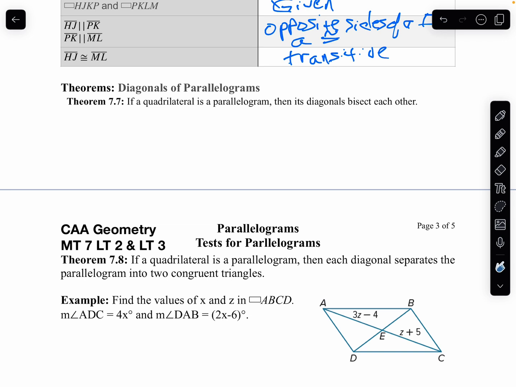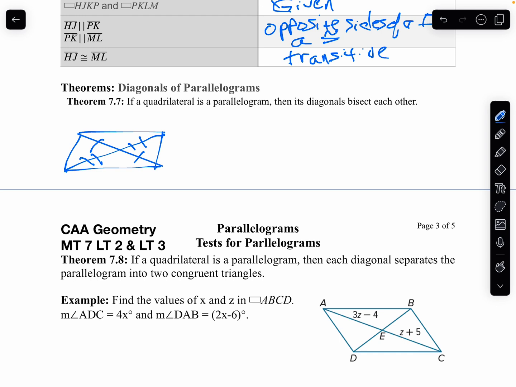Okay, we have some theorems about the diagonals. If I have a parallelogram and I draw on the diagonals, I know the diagonals bisect each other. Notice the diagonals do not have to be equal. That's a different shape we'll learn about tomorrow.